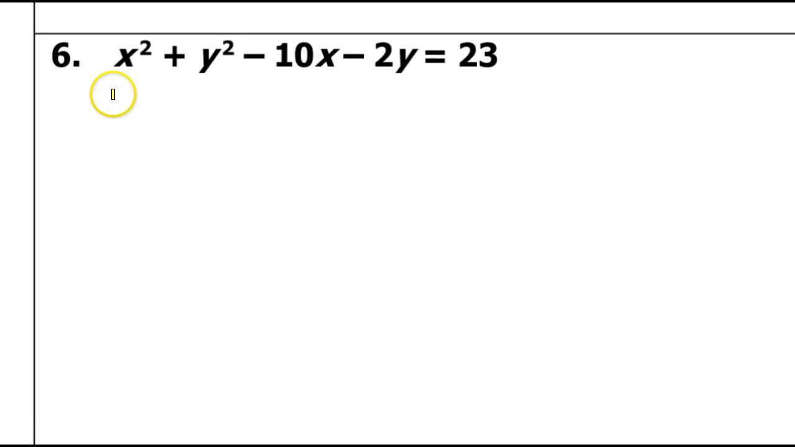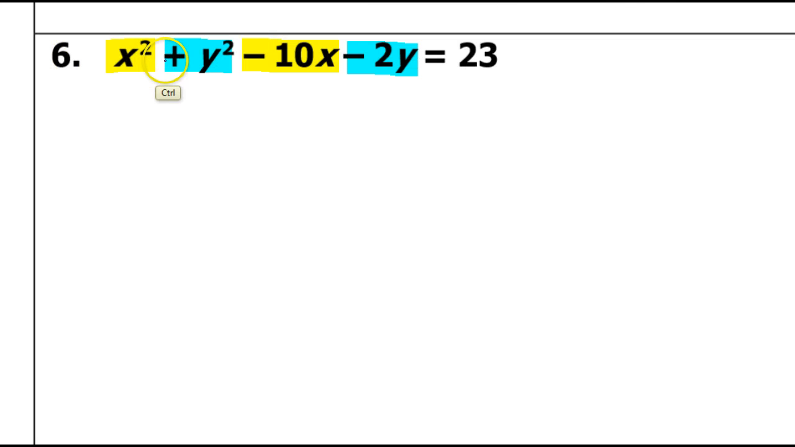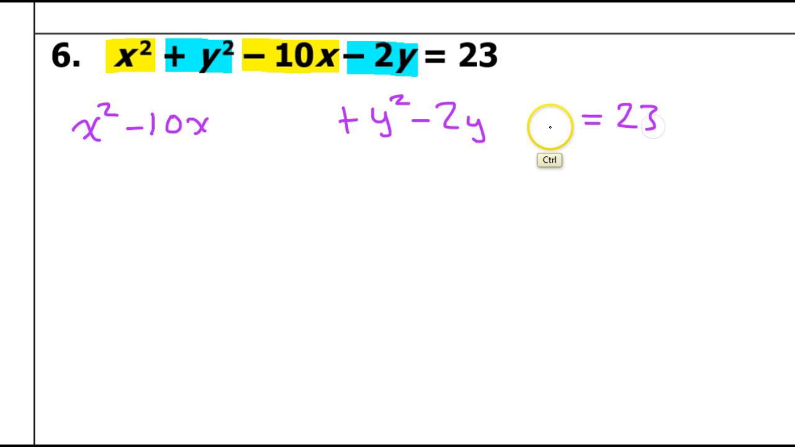Please pause the video and try to do this problem by yourself. So I have x terms here, and I have y terms here and here. So I'm going to rewrite the problem putting those terms next to each other. So I'm going to have x squared minus 10x, leave a space, and then I'm going to have y squared minus 2y. Again, leave a space, and then equals 23.